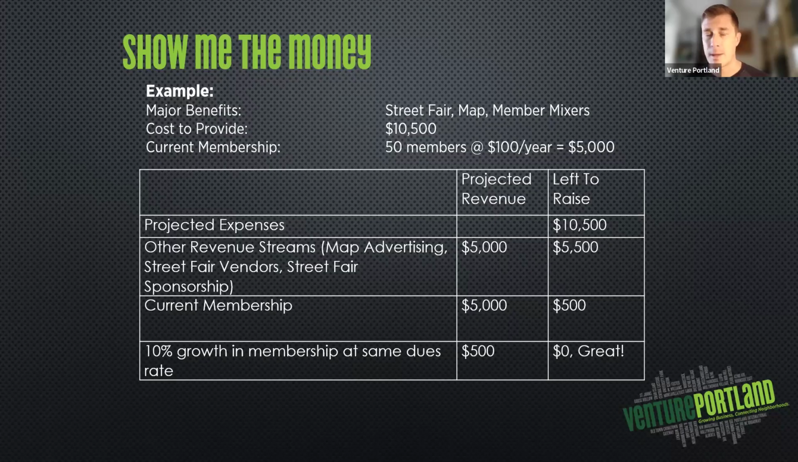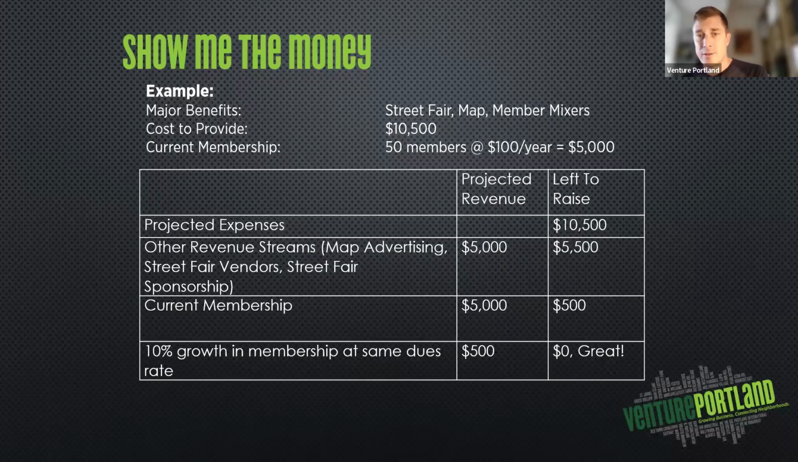Everything's going up, right, with inflation. So $100 is pretty cheap. Can't do a lot with that these days. But anyways, for the sake of this example, 50 members at $100 a year, that's $5,000. So if you retain your current membership, you've got $5,000 to work with.